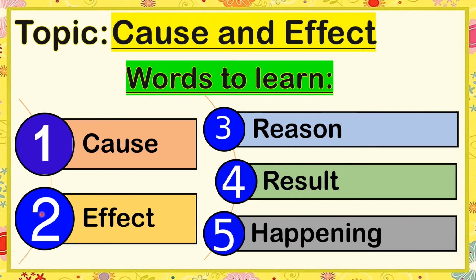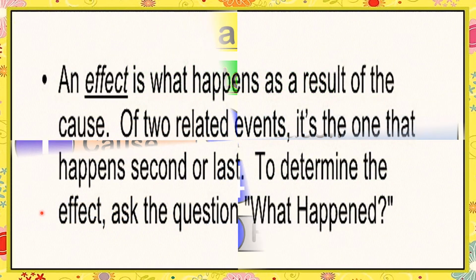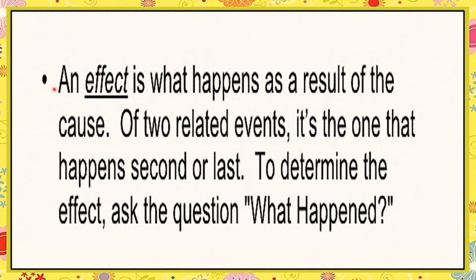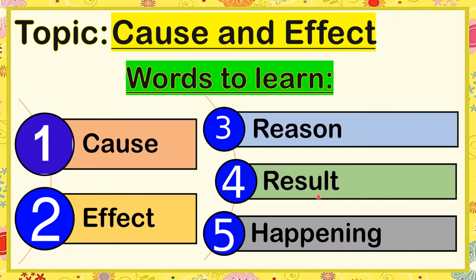Next, the second word, effect. An effect is what happens as a result of the cause. So, by this sentence, class, you already know that cause happens first before the effect. Of two related events, it's the one that happens second or last. To determine the effect, ask the question, what happened?